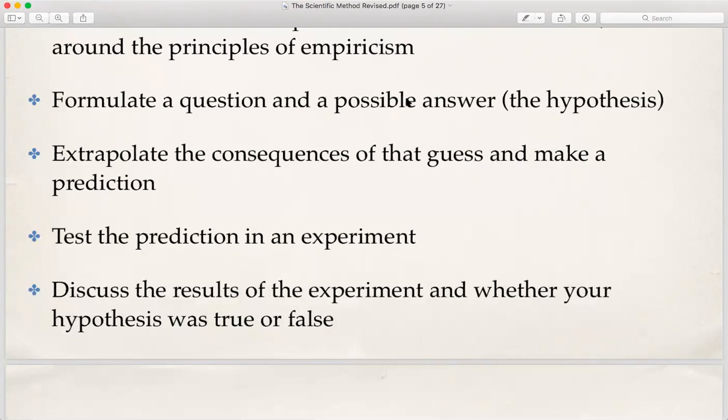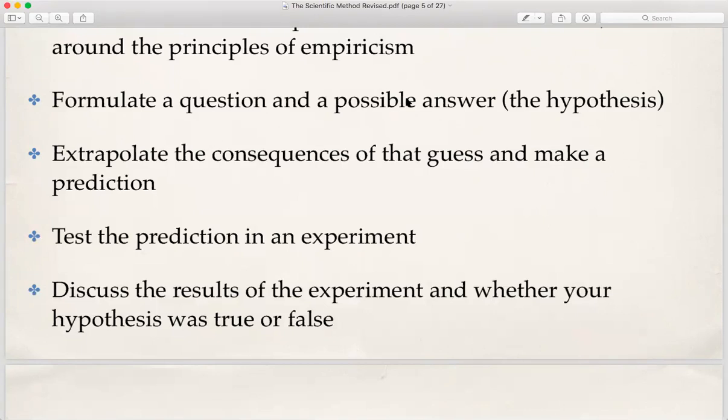And then the final portion of this, because of course you're being systematic, you're not just arbitrarily doing this for your own benefit. You are recording it and reporting it. And so you're going to discuss results of the experiment, and finally, whether your hypothesis was true or false. And either way, it's fine, right?